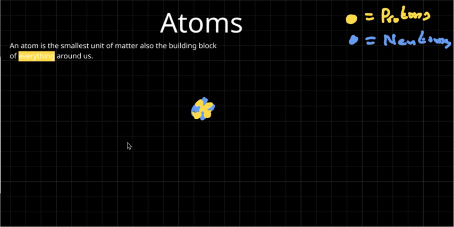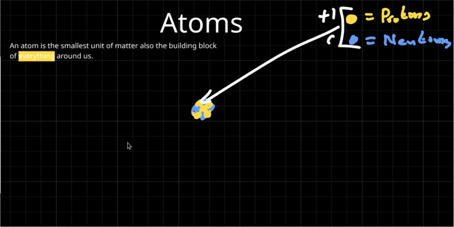Alright, so let's have a look. Protons and neutrons are only found in the nucleus. A proton has a positive charge, while a neutron has no charge, so it is neither positive nor negative.